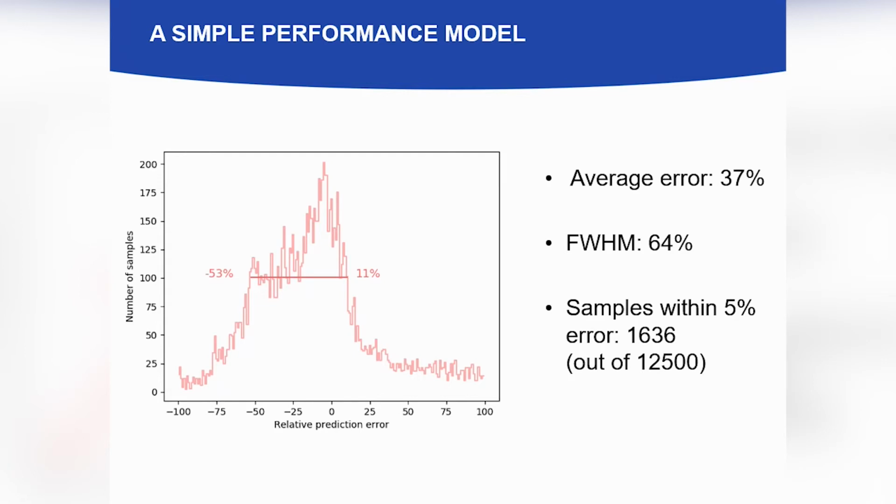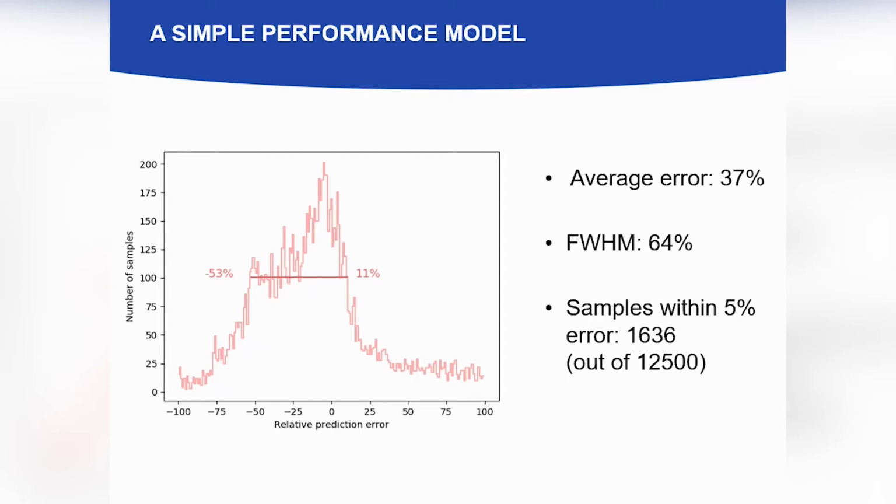The result is not so satisfying. The average error was quite high, though the average error is not really meaningful for us because a few measurements with very high error can pull up the average error. So we've computed another metric which is the full width at half maximum. So the width of this histogram at the maximum of the highest peak. And also we've counted how many measurements were predicted well enough.